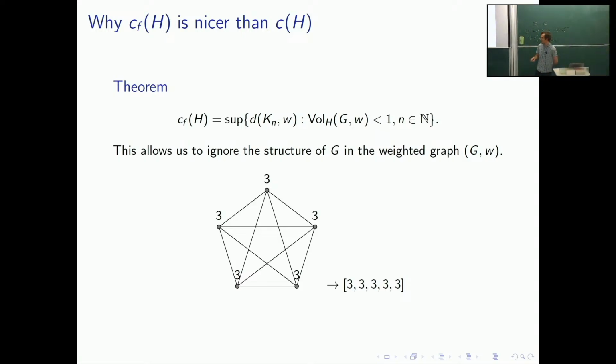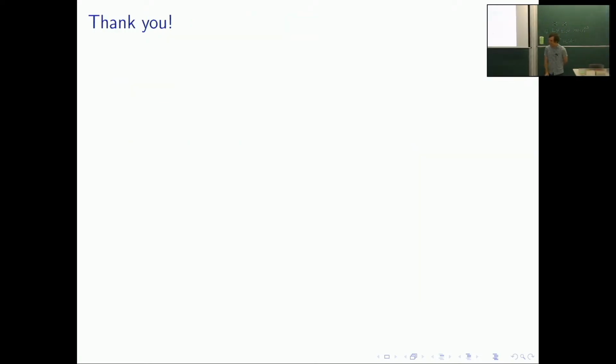So in summary, everything up to this point has been justifying that studying extremal functions for sparse minors is basically a problem in linear algebra. Okay, so that's the end of my talk. Thank you.